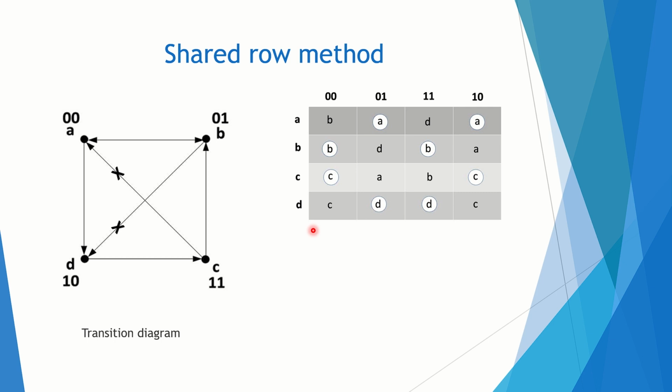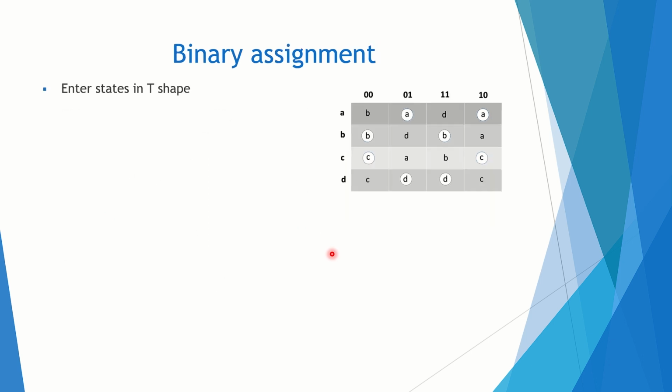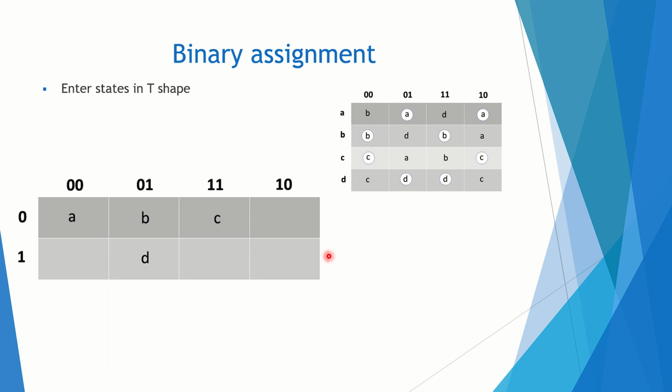Now let us make a method to find a race free assignment. So there are critical races here, so we have to make a race free assignment. Take a K map and enter the states in a T shape, so A, B, C, D. I have written the states here. Now again, let us see the transitions according to the flow table. First is A to B, and that is allowed here.